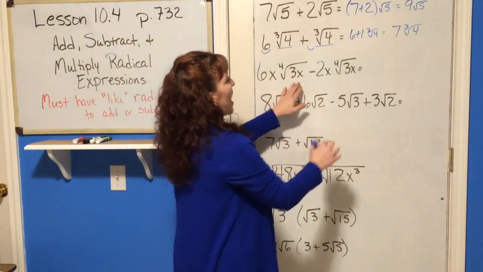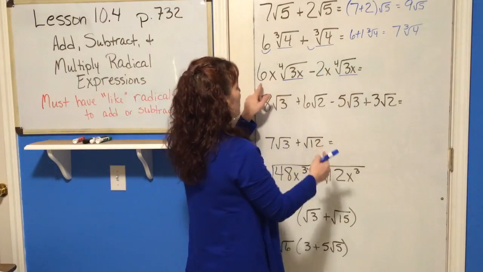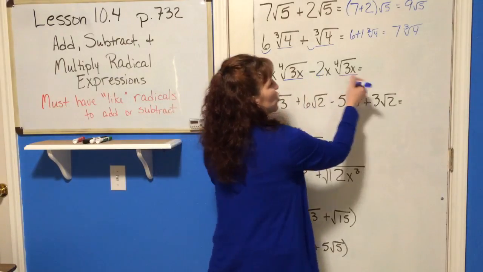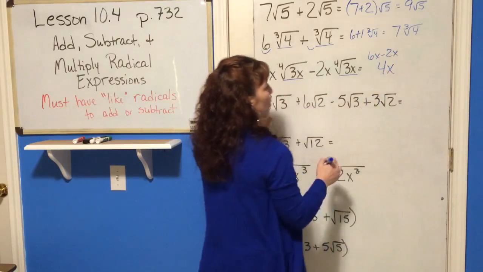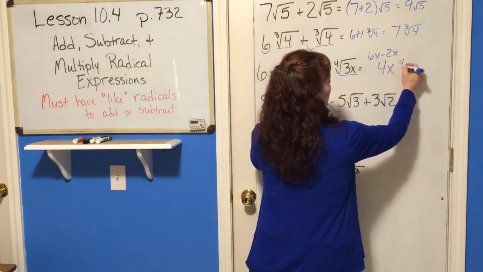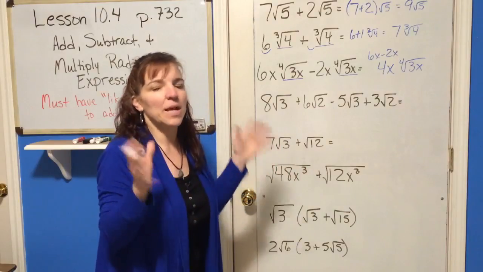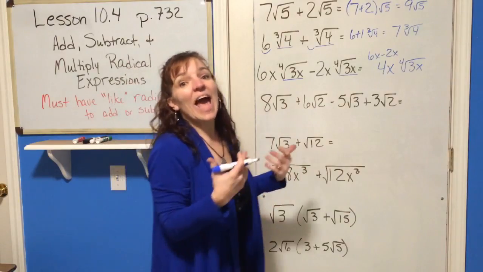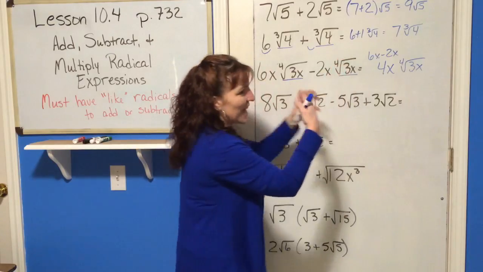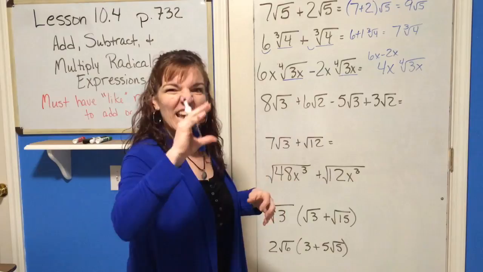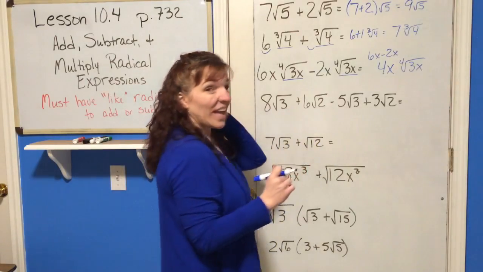Same thing here. The radicals are alike already, and your variables are alike. So now you just have the 6x minus 2x. So 6x minus 2x is just 4x, 4x times the fourth root of 3x, because your root is exactly the same. If the root is the same, this is easy. It's just like combining like terms. Just pretend it's x, and move on, and then tag it on to the end. Now, if you've got ones that are different, you can't add them.